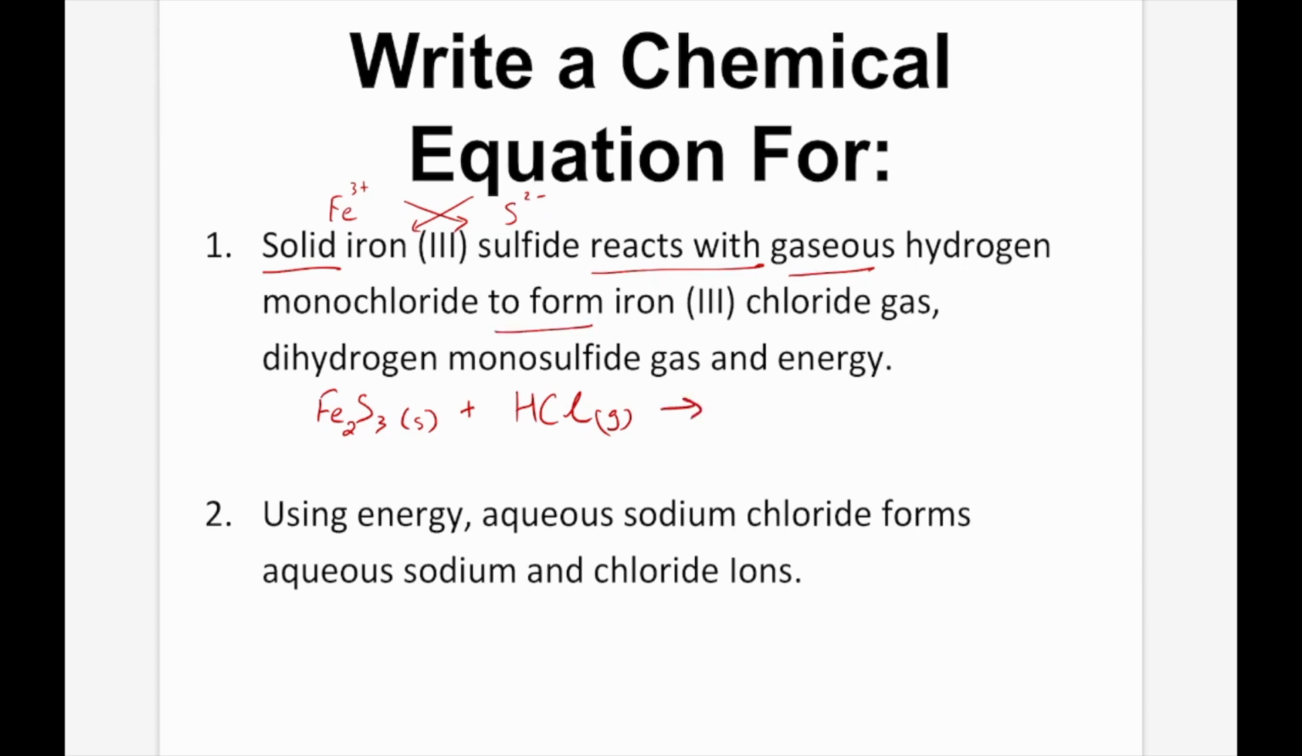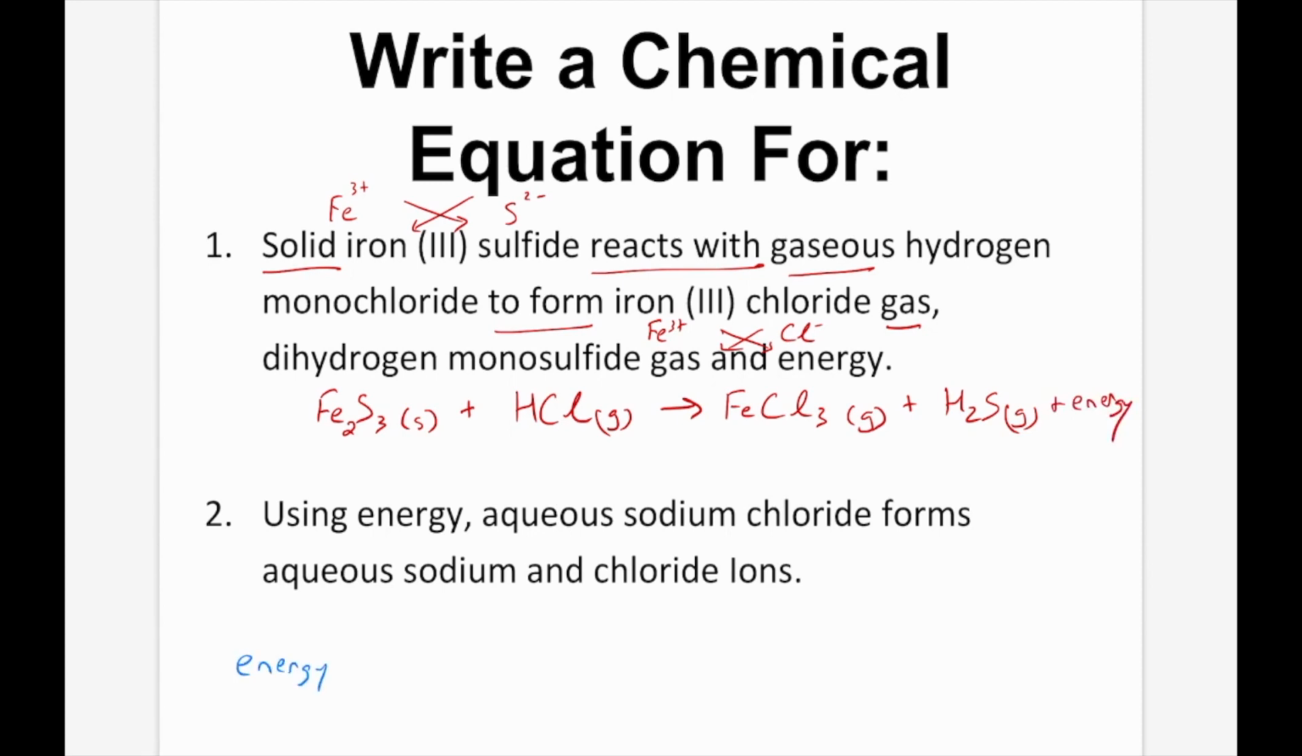Iron(III) chloride gas, let's write that out again. Fe, remember that's 3+. Chloride, that's Cl-. We're going to crisscross them, and we get FeCl3, and we're told that it's a gas. So comma, so that's going to be and. Dihydrogen monosulfide, gas, plus energy. Number 2, using energy, so we're going to say energy.